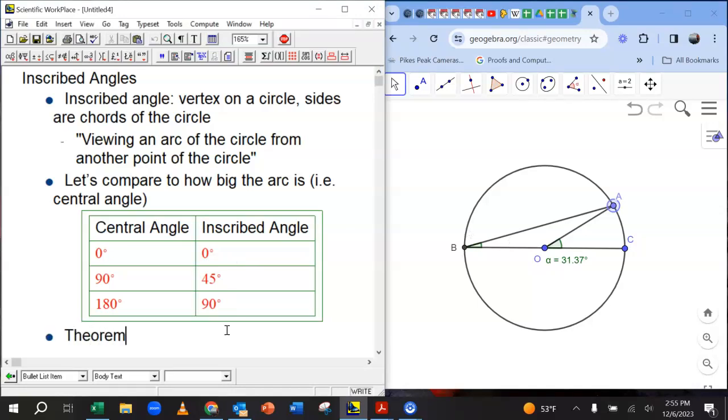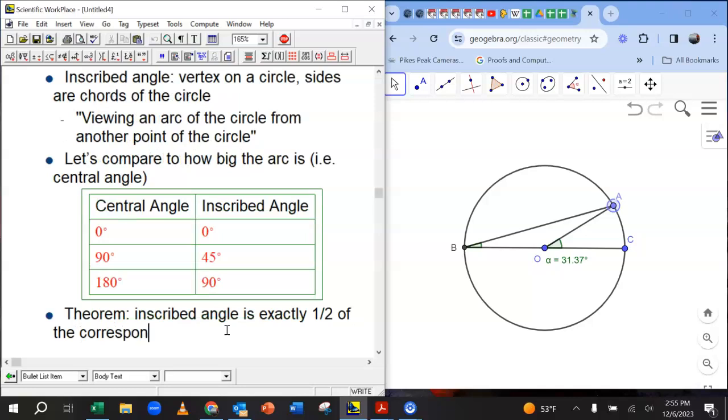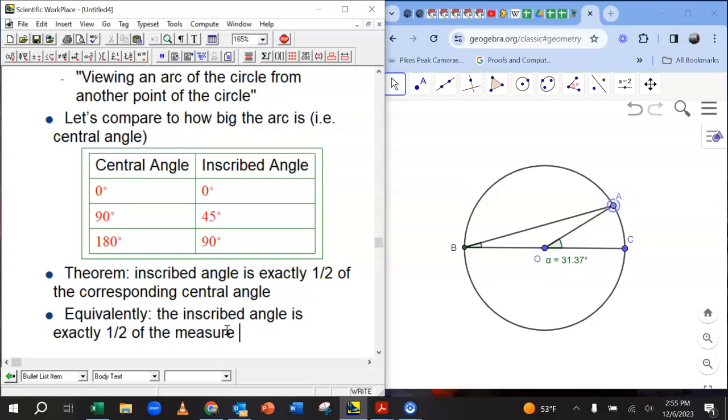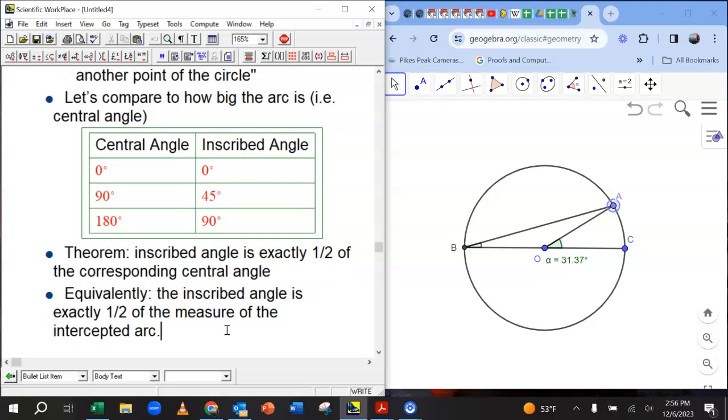So let's write that down. Theorem: the inscribed angle. I usually state it as, the inscribed angle is exactly 1/2 of the corresponding central angle. But another way to say that, and this is what you see in the book, is that the inscribed angle is exactly 1/2 of the measure of the arc. We call it the intercepted arc, just the terminology. It's the arc that you're looking at that determines that inscribed angle, okay?